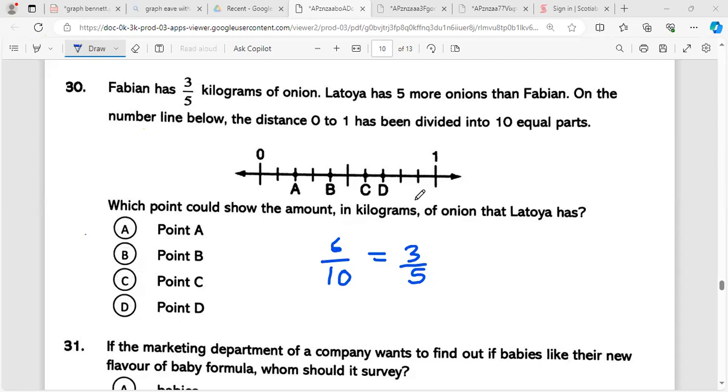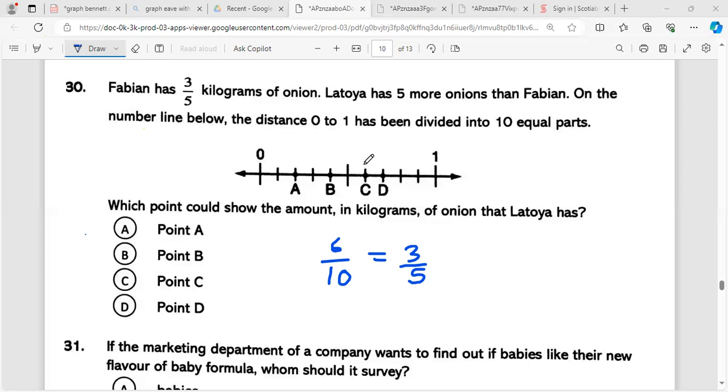Sure, it said in the question, Latoya has 5 more onions than Fabian. And Fabian has 3 over 5. That means 5 more than that would be 7 over 5, which is 1 and something. So you just have to find which point would be 7 over 5. Well, not really 7 over 5, but whichever point is greater, right?